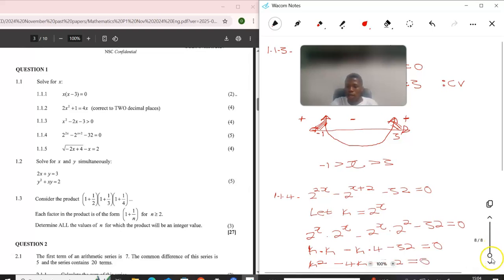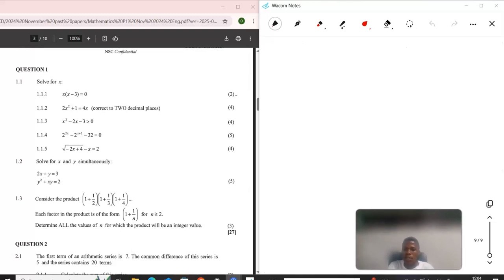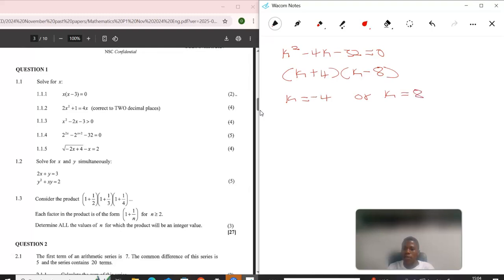Okay, let me get a new page. You've got k squared minus 4k minus 32. Therefore, we're going to factorize in terms of k. Therefore, say k plus 4, k minus 8. Therefore your k will be equal to -4, or your k is equal to 8.